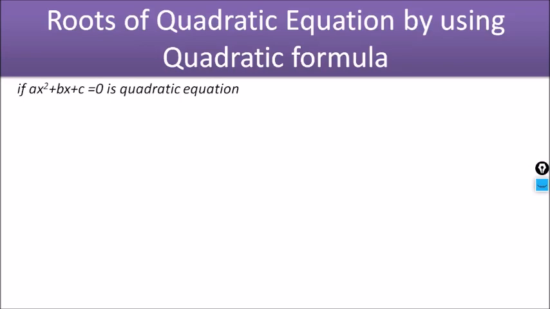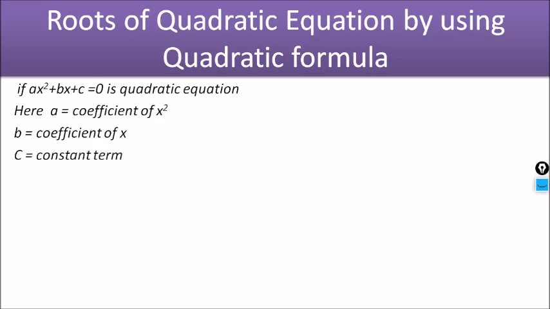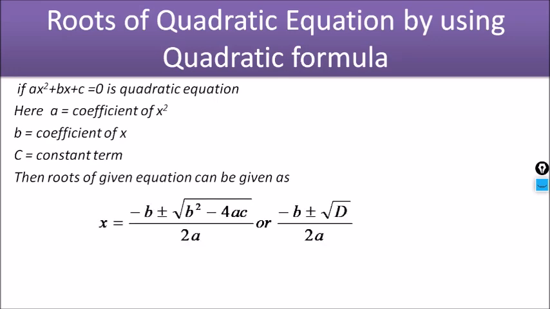If we have ax square plus bx plus c equals 0 as a quadratic equation, where a is the coefficient of x square, b is the coefficient of x and c is a constant, then the value of x, which is the roots of this equation, can be found directly by using this formula, which is x equals minus b plus minus root b square minus 4ac divided by 2 times a.